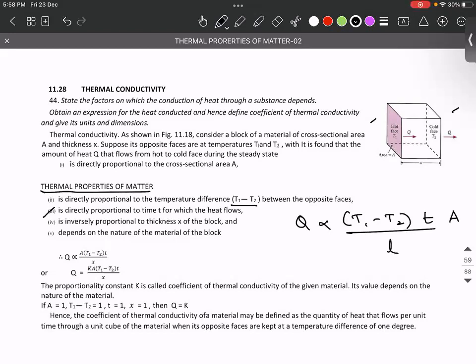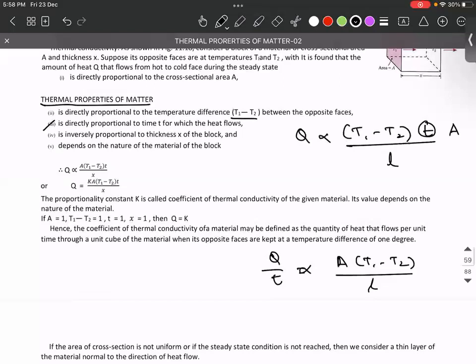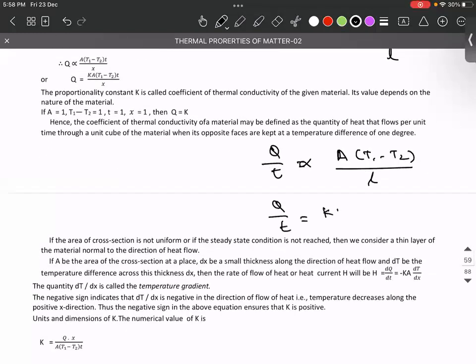So if I bring this t to the left-hand side, then I get Q divided by t is directly proportional to A into T1 minus T2, the whole divided by L. When I remove the proportionality, I get a constant of proportionality which is called the thermal conductivity. So Q by t will be equal to K into A into T1 minus T2, the whole divided by L, where this K is called the thermal conductivity. You can make a note of this point.